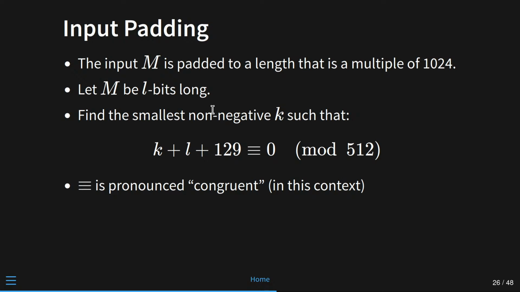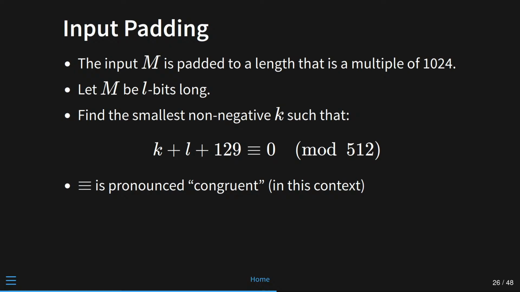And that value is going to be how many bits I need to add on to the end of this thing to get up to a multiple of 1024. But I'm not going to add on that many bits. I'm going to add on 129 fewer than that many bits, because I'm going to use one of those bits to denote the end of the message.